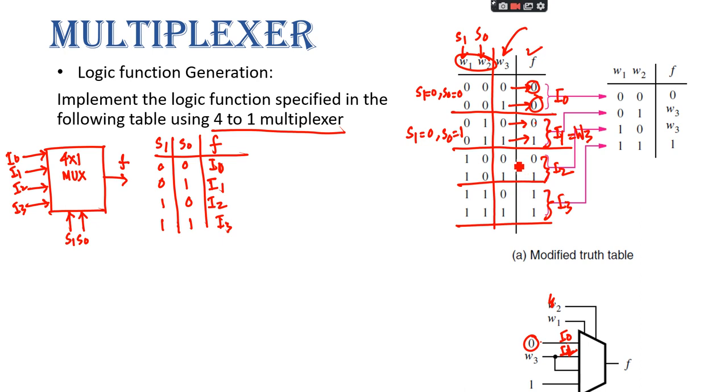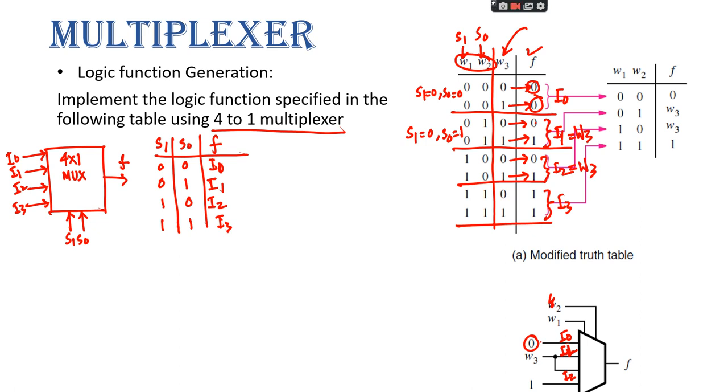For the next two, again you can see whenever W3 is 0, output is 0. Whenever W3 is 1, output is 1. So for I2 also, we can write it as W3, and W3 can be connected directly to I2, right?